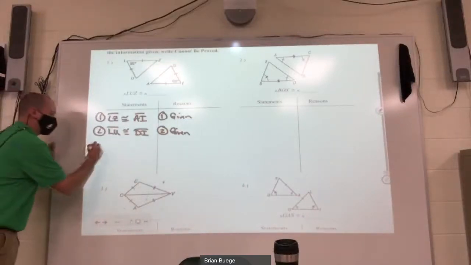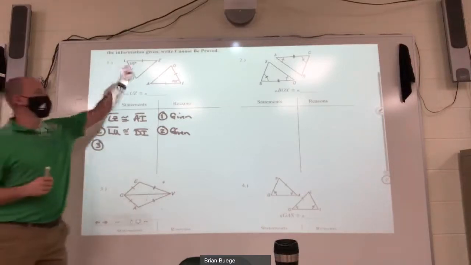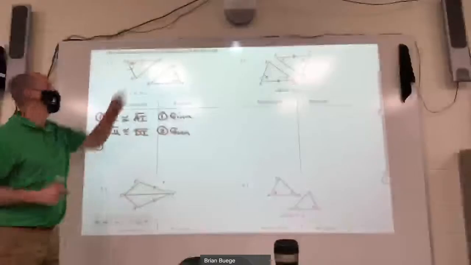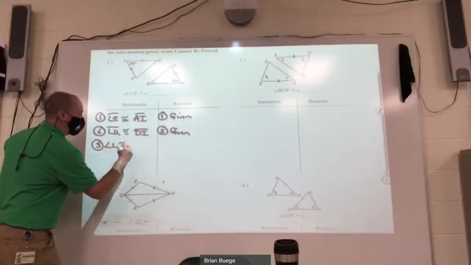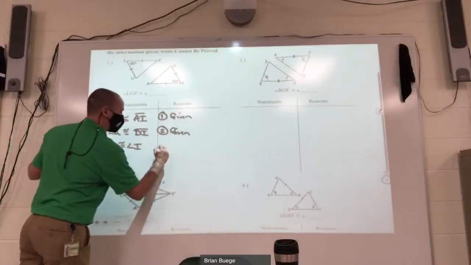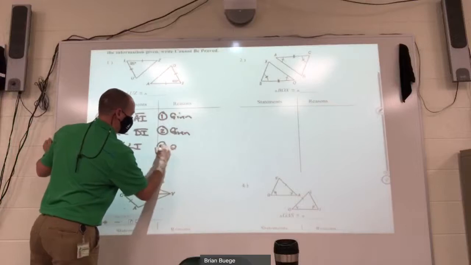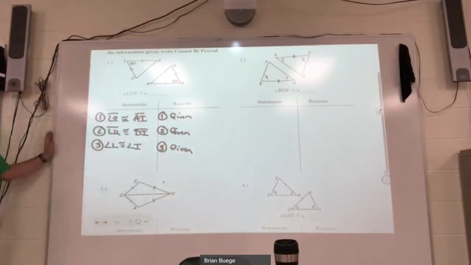Then we go to step three. There's another piece of the given information. We've got two 65-degree angles here. So I'm going to state that angle L is congruent to angle I, also given in the picture. Oops, step three. There you go.